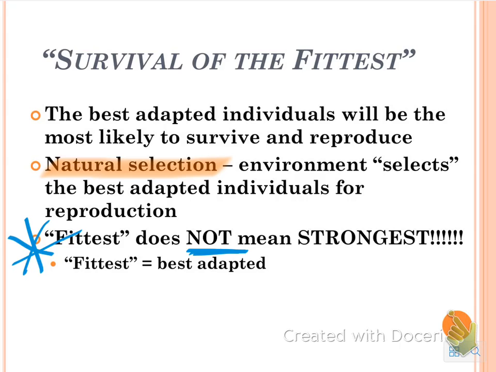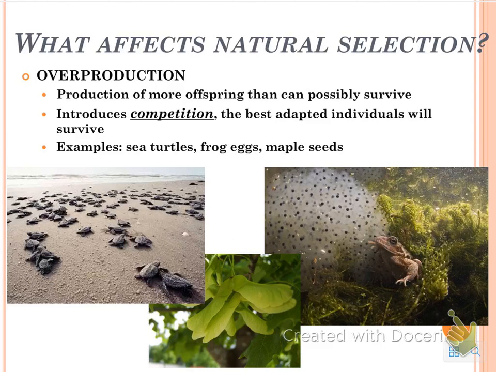It means best adapted. So what can affect natural selection? Things like overproduction. So if you produce more offspring than can possibly survive, it makes competition a factor, which is when the best adapted individuals will survive. So you think about sea turtles when they hatch, all those sea turtles rush for the water. Well, the fastest ones are going to get there first and be less likely to get eaten by birds. Maybe ones that have a lighter belly and a darker top are going to blend in more and be less likely to get eaten by fish. So the ones that have the best traits are going to survive and live to reproduce more sea turtles.